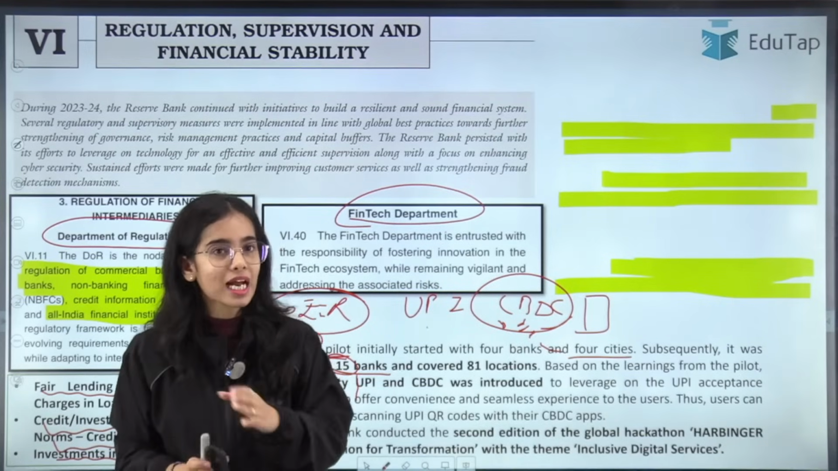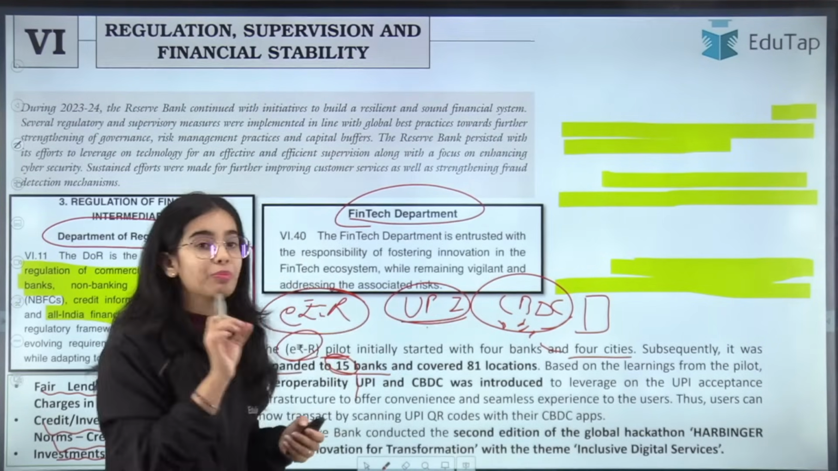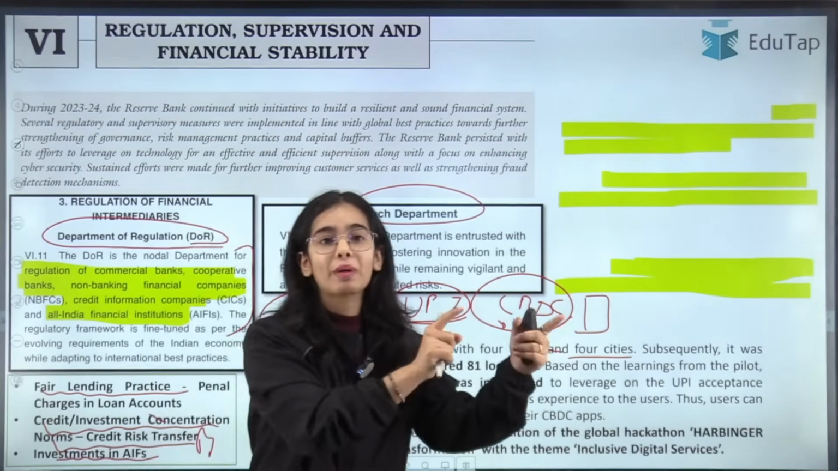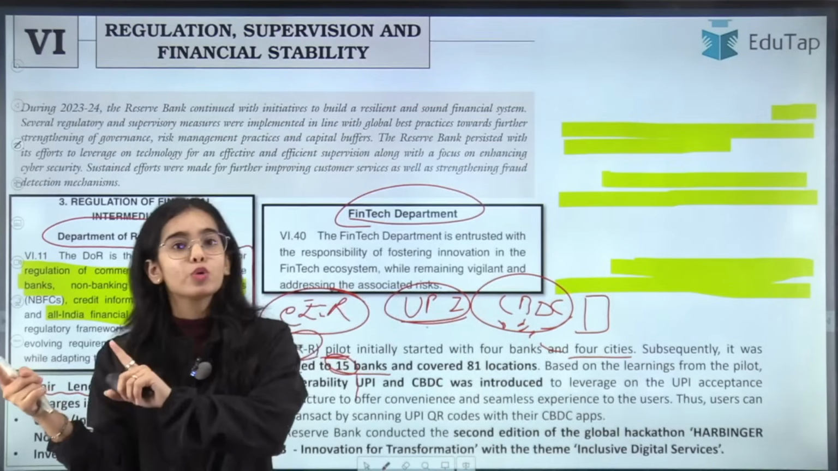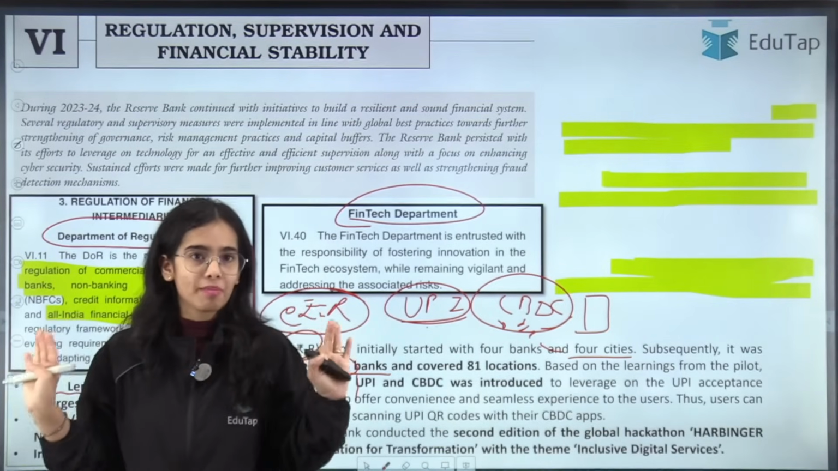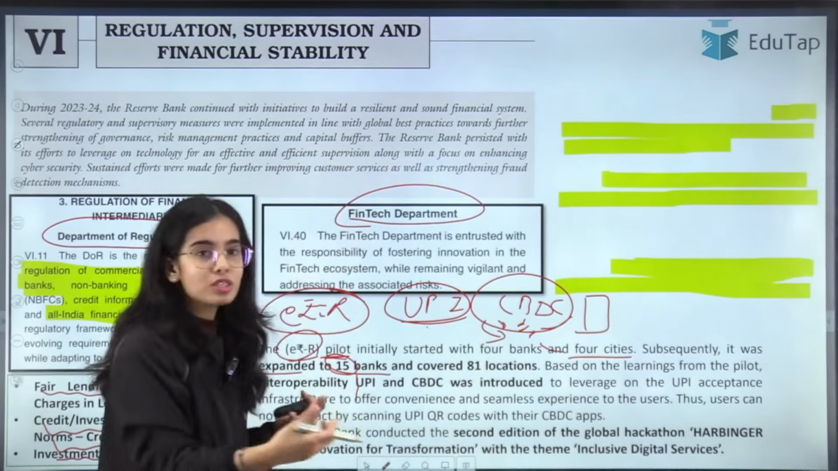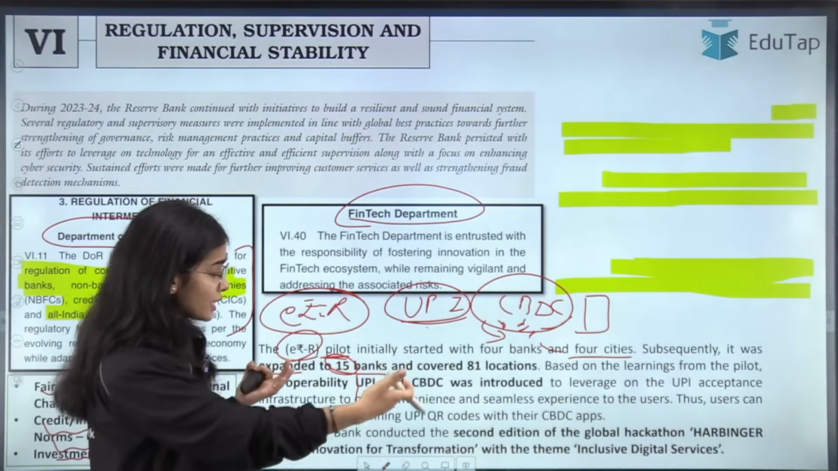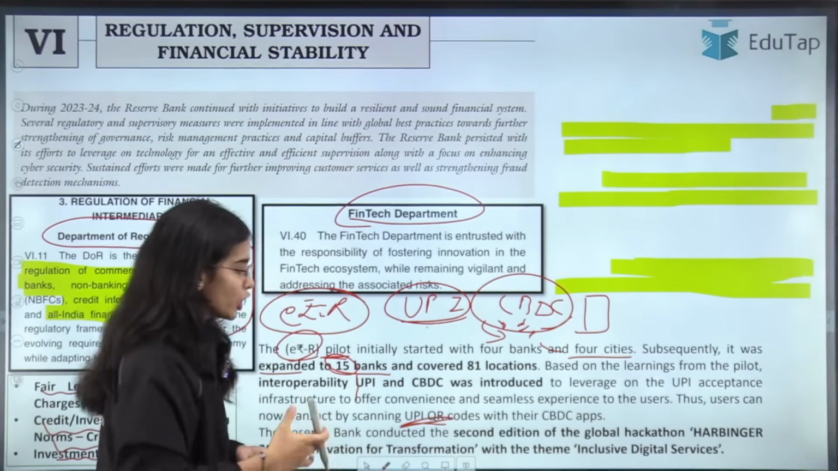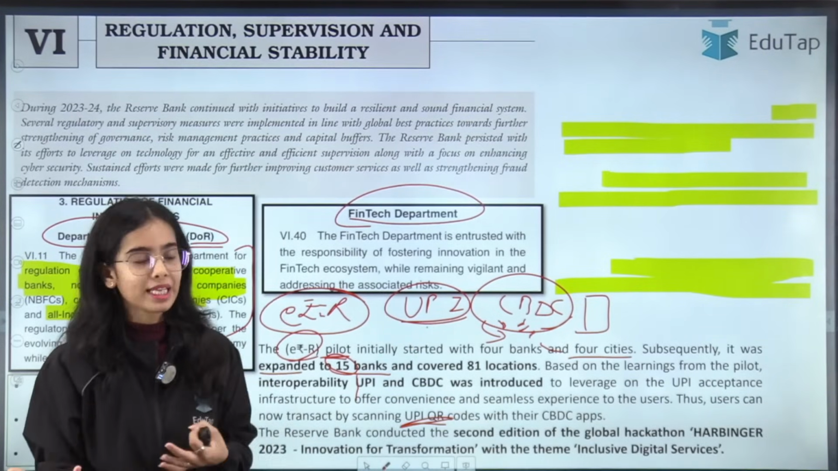I hope this is understandable. UPI can be done when you have money in your bank account. CBDC can be used even without the money in the bank account. Okay, so that's the idea. But with CBDC, you can do transactions using the money in the CBDC wallet through the UPI QR code. So the interoperability has been started.